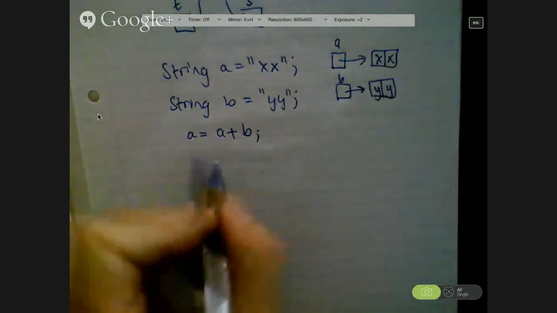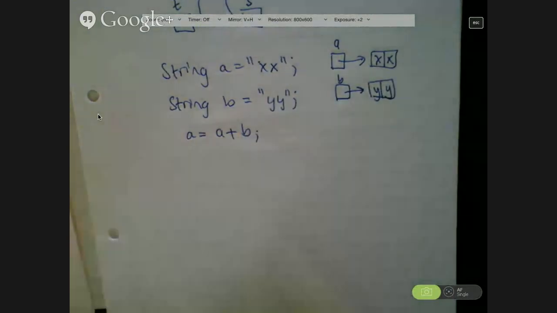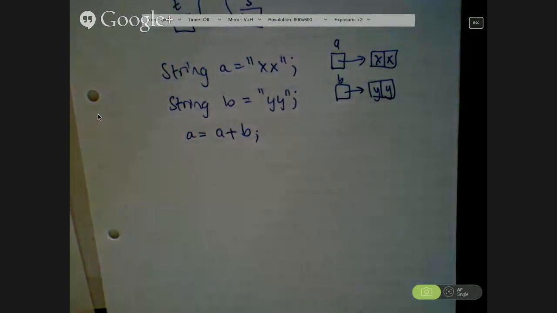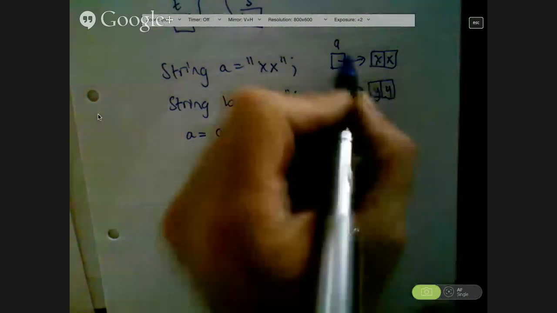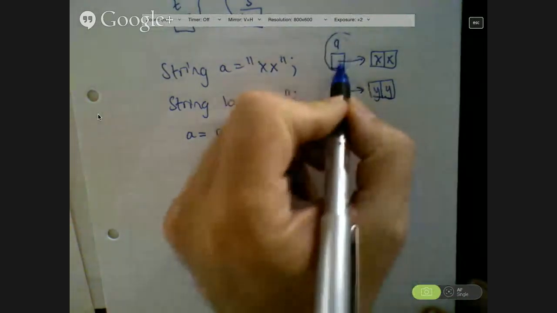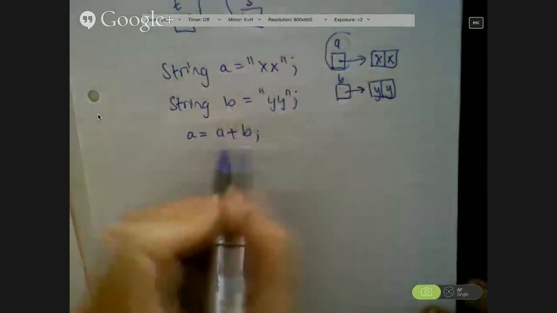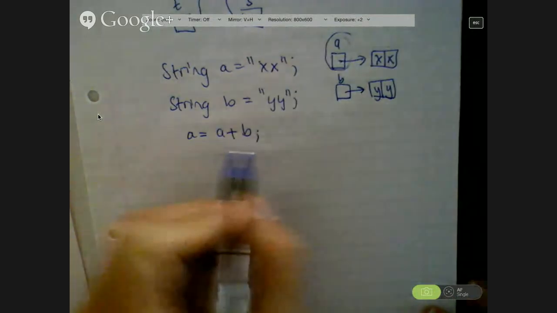And now Java comes to this third statement, which is an assignment. I want to put something in A. A is on the left-hand side, so it's this A that I want to modify. I want to put something in here, and I'm putting this expression in there. So it's the concatenation of A and B.